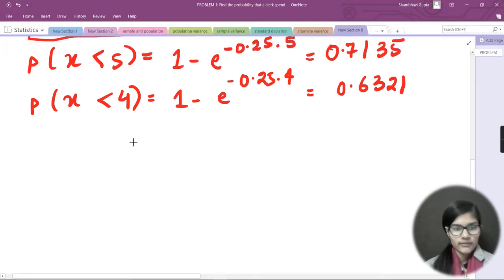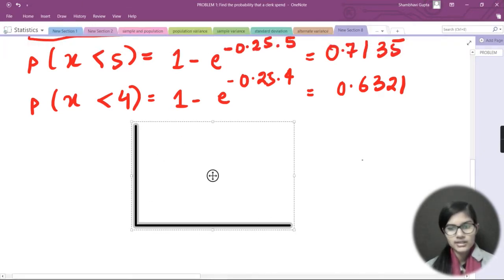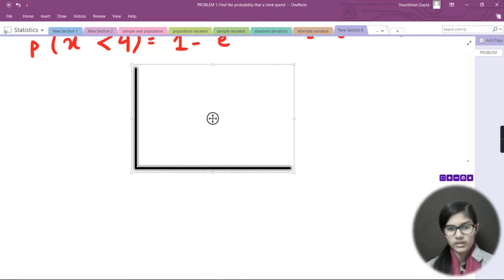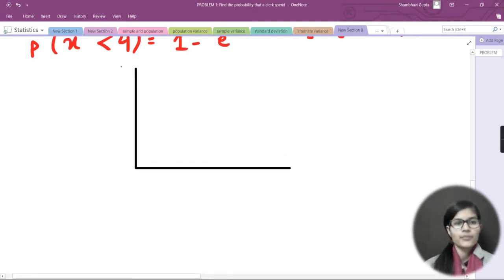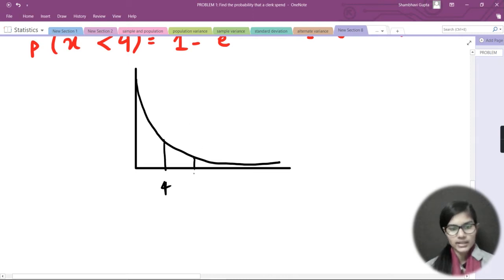I would put this here on this side and let me go down. Yeah, fine, this is fine. Now I want to plot the graph. How would I plot the graph? Let's say this would be my graph. Okay, so this is my graph, something like this. Let's say here is 4, and let's say here is 5.